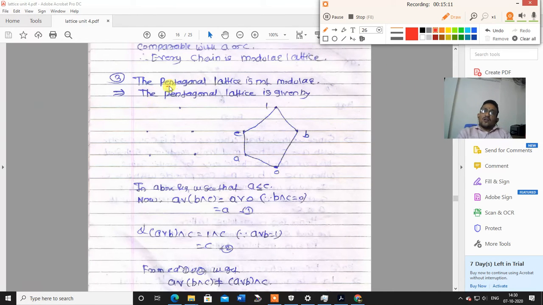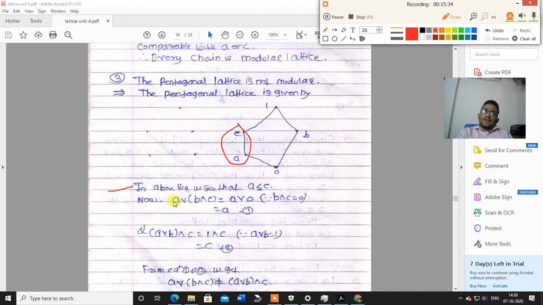Show that the pentagonal lattice is not a modular lattice. Okay, this is the pentagonal lattice. It contains 5 vertices: 1, 2, 3, 4 and 5. This is called the pentagonal lattice. So in our figure we see that A is related to C.